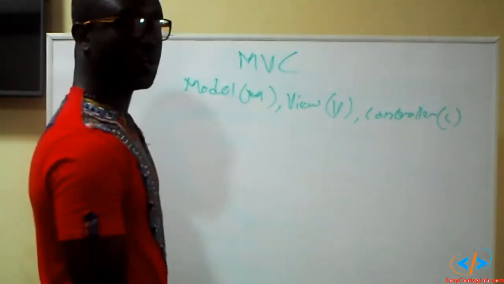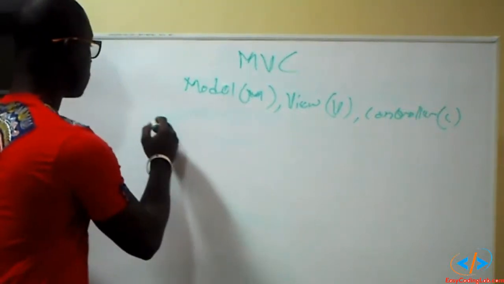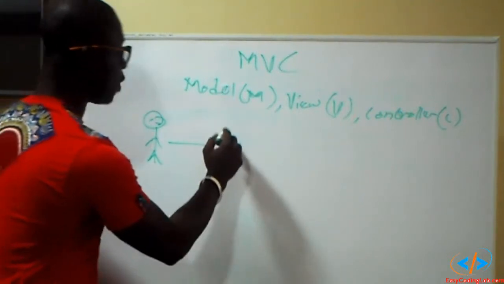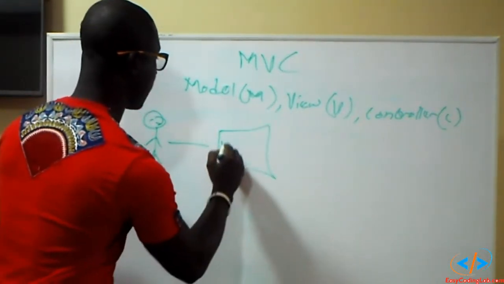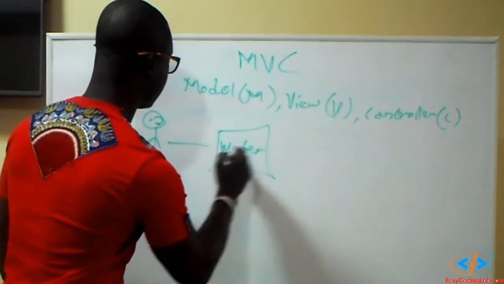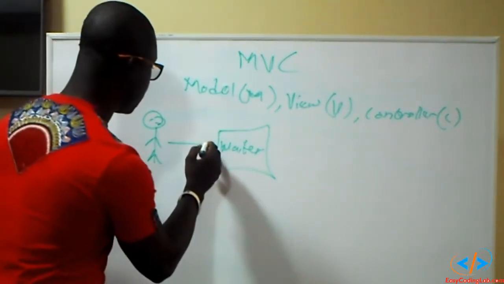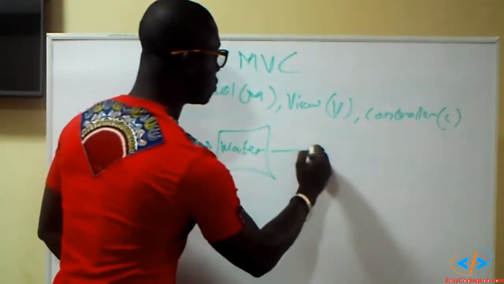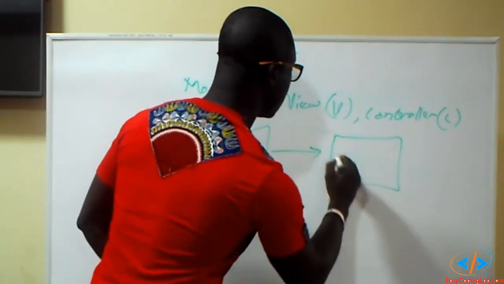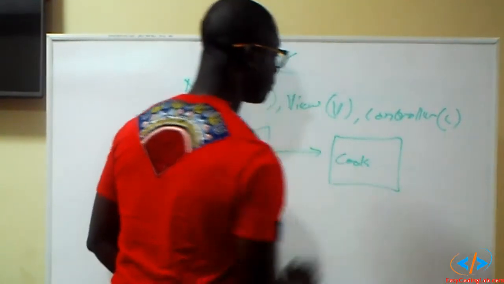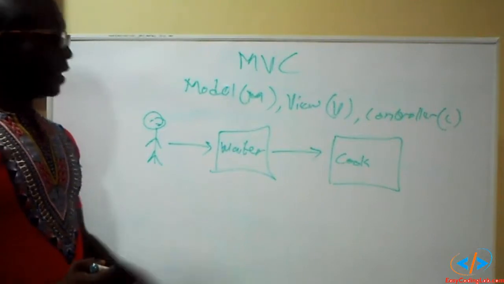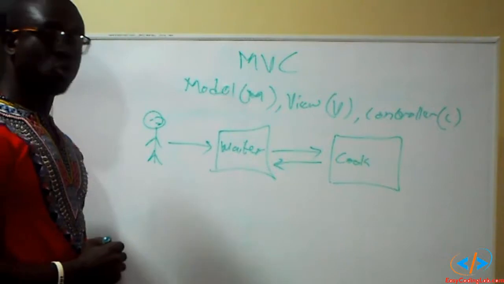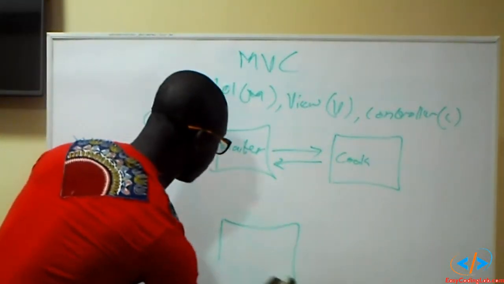Let's say you will enter into a restaurant to order for food. So you are here, entered into a restaurant. You are met by a waiter, who then takes your order. The waiter then sends your order to the cook, who prepares your meal and then hands it over back to the waiter. The waiter then hands your food to the presenter.